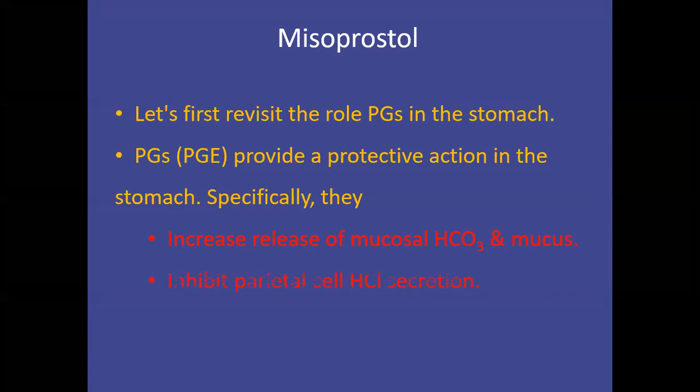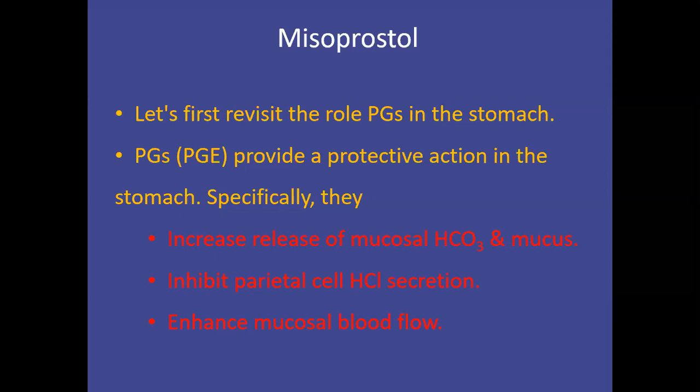Additionally, they inhibit to some extent parietal cell HCl secretion. So the first action is through epithelial cells, the second action is through parietal cells, and the third is to enhance mucosal blood flow through a paracrine fashion. Autacoids, they actually enhance blood flow to the stomach. So three roles.